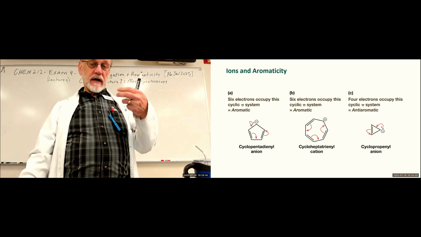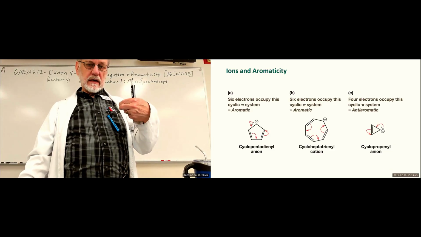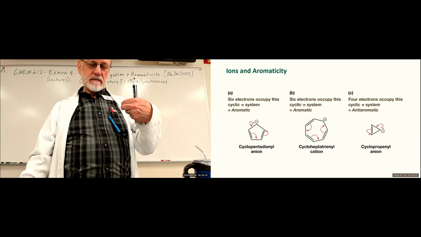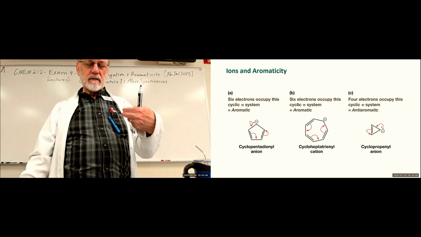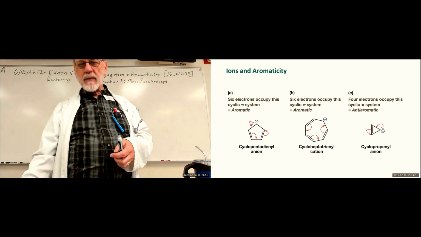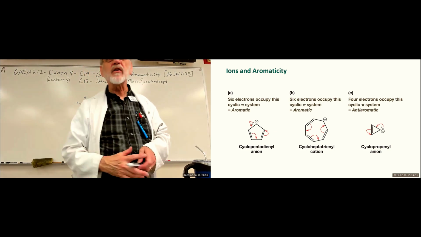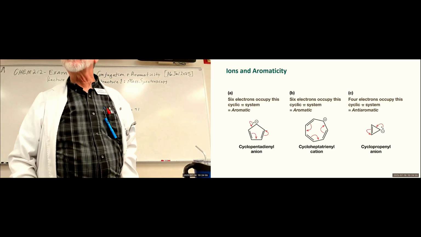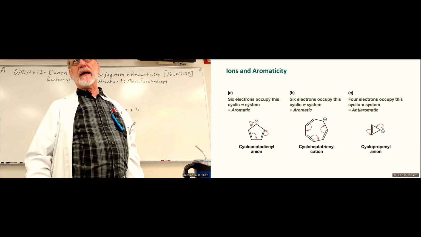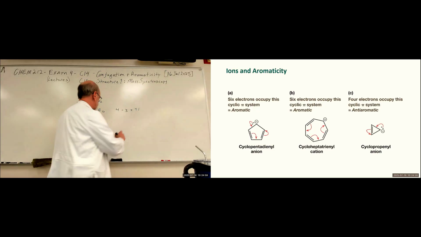And then we count them up, right? 2, 4, 6 is 3 pair. That's aromatic. Okay, how about cyclopropenyl anion? How about that one?